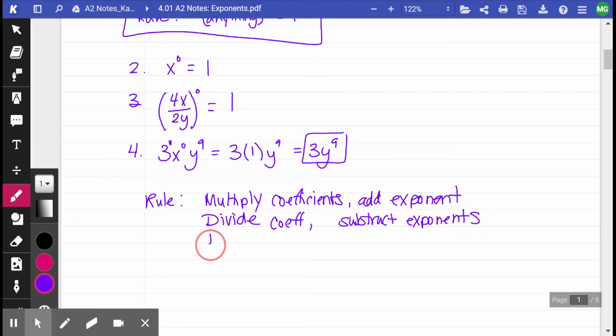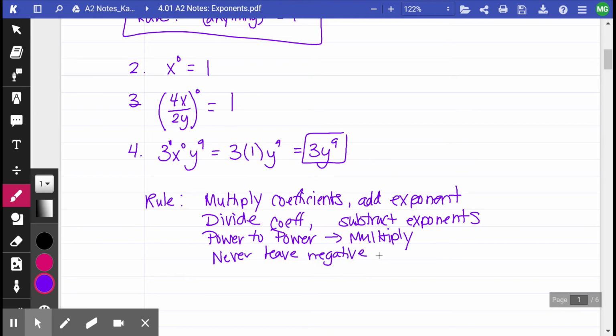If you're raising a power to another power, I like to say we powerply, which sounds a lot like multiply. Again, we'll just write this in. Never leave negative exponents in your answer.